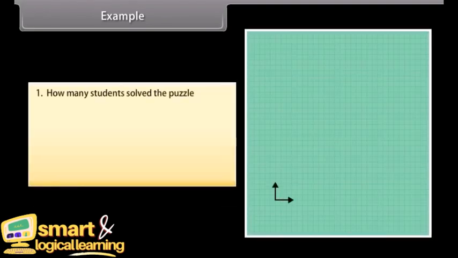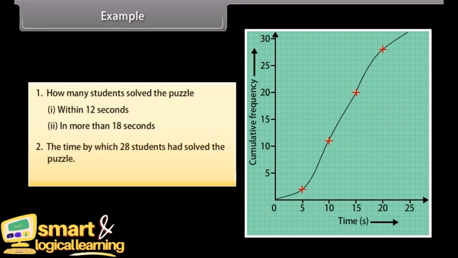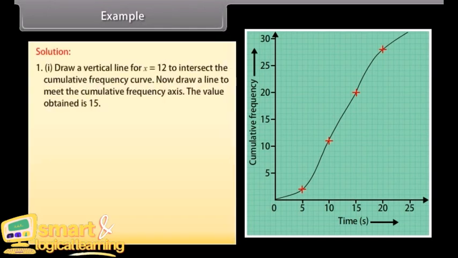Example: find the median of the given data. Find 1. How many students solved the puzzle within 12 seconds, and in more than 18 seconds. 2. The time by which 28 students had solved the puzzle. Solution. 1.